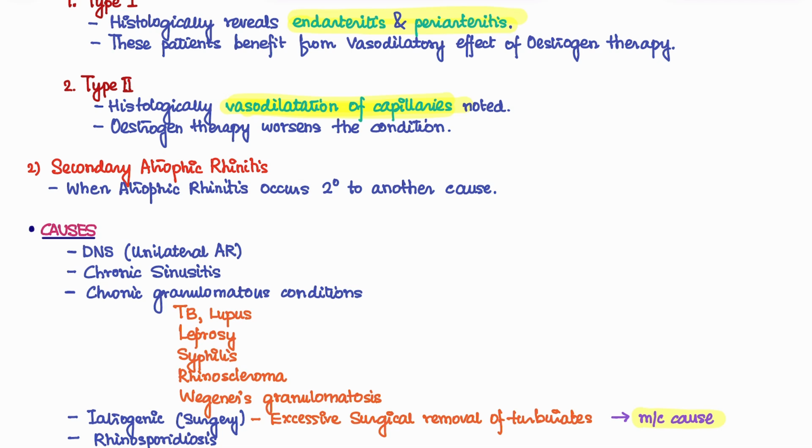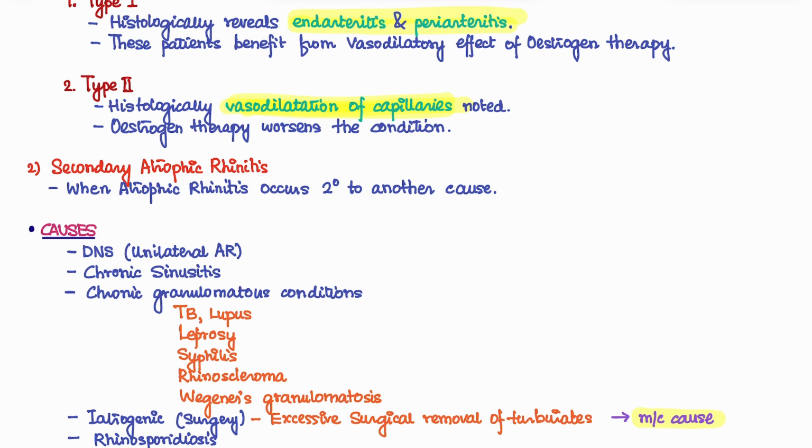Or other conditions like chronic purulent sinusitis or chronic granulomatous conditions of the nose like tuberculosis, leprosy, lupus, syphilis, rhinoscleroma, Wegener's granulomatosis. It can even be the result of a surgery, a complication of a surgery, but the most common cause is usually an excessive surgical removal of turbinates.